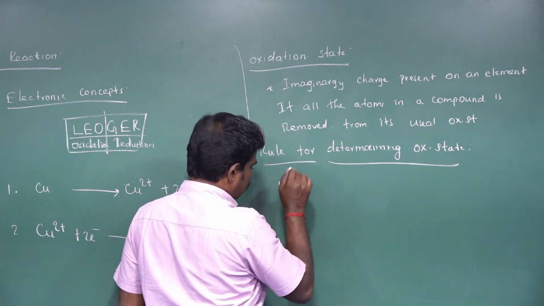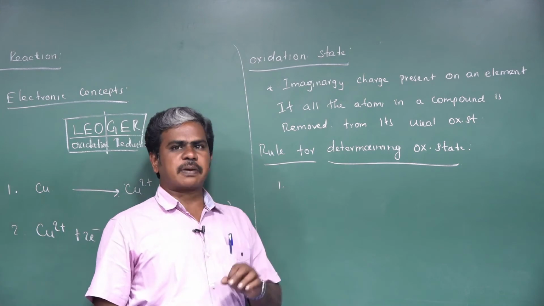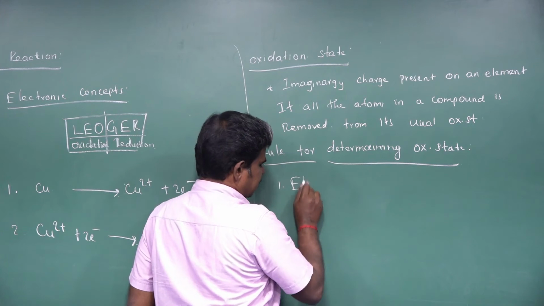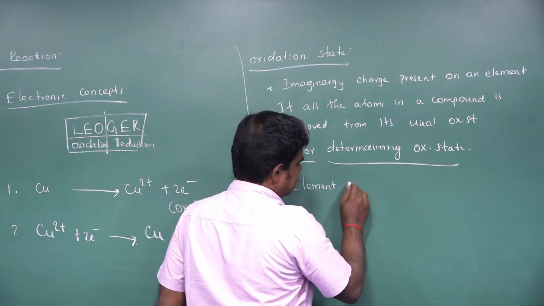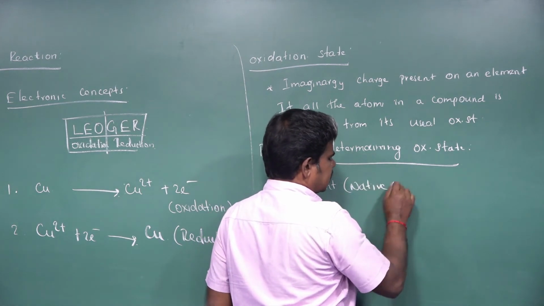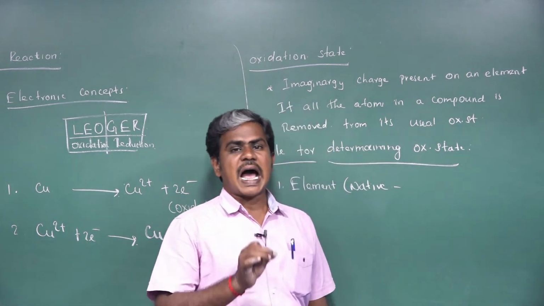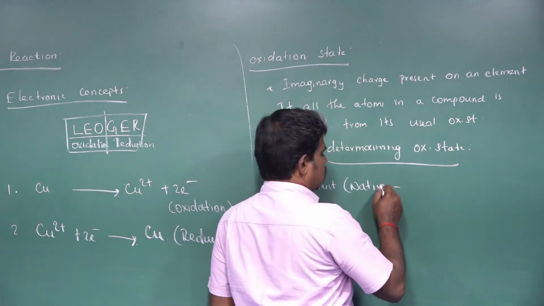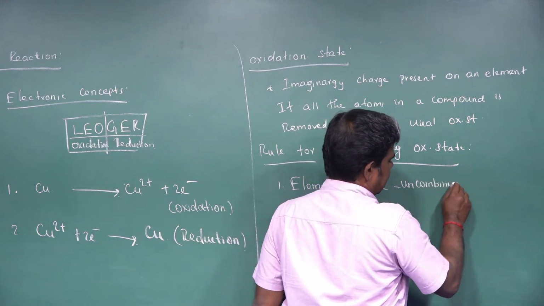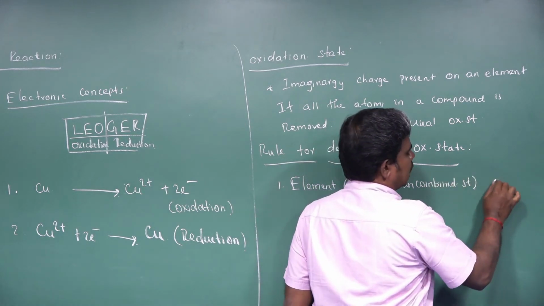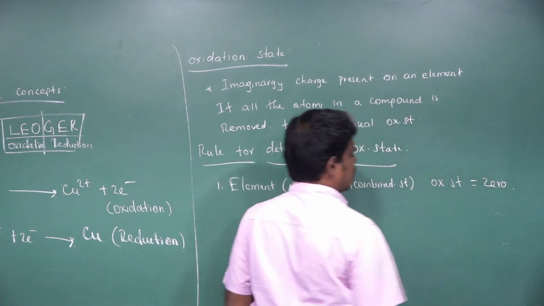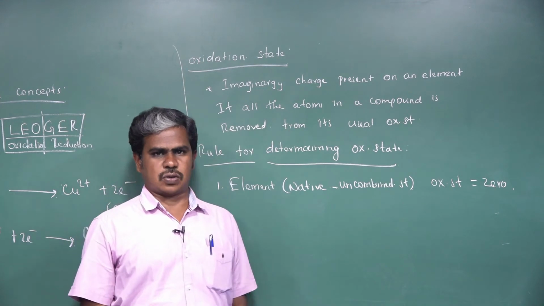The first rule: the element is present in a native state. What is that native state? It is nothing but the uncombined state. So if the element is present in the uncombined state, then the oxidation state is taken as 0. It is the first rule.